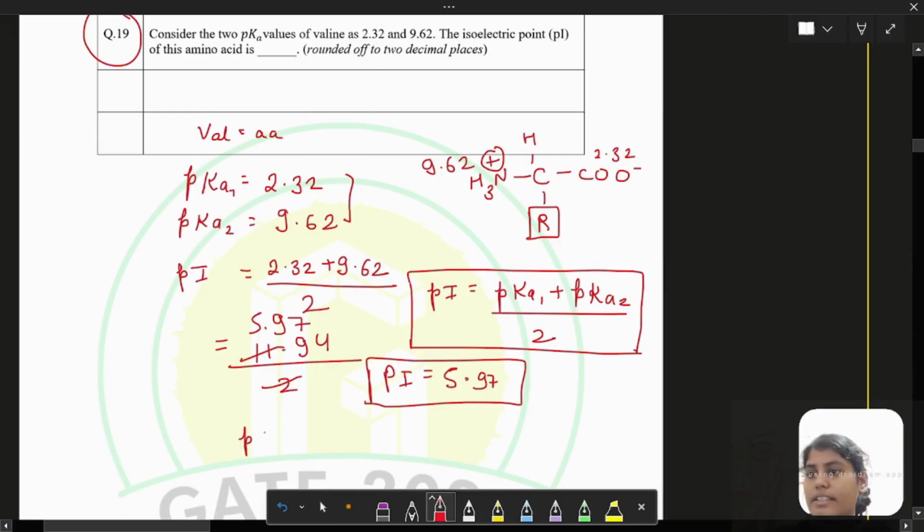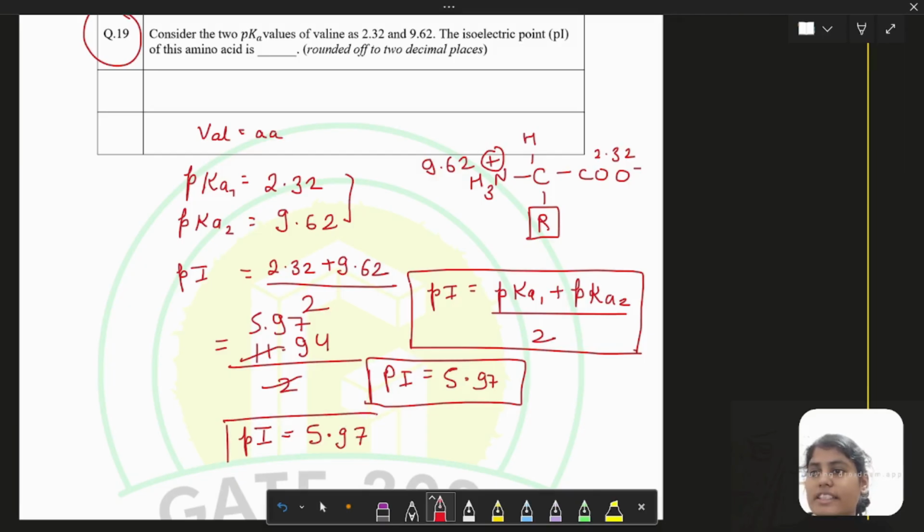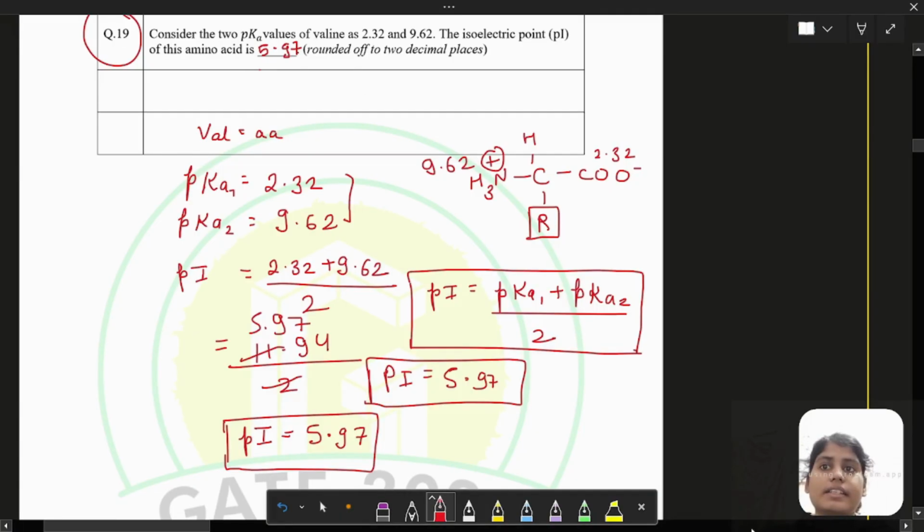So our answer is pI equal to 5.97. This is the formula and the concept for solving pI, meaning the isoelectric point. Here the answer is 5.97, and now we are going to check it against the answer key.